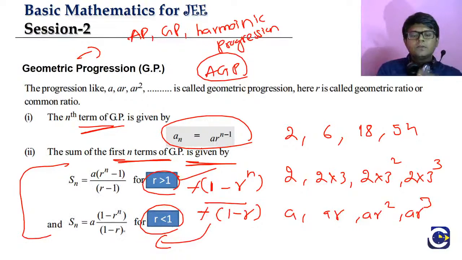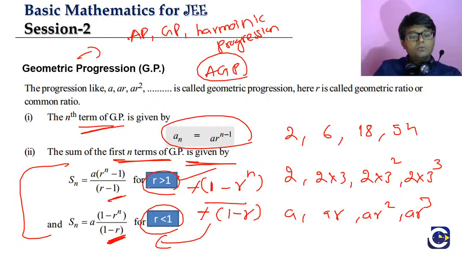So here it is 1 minus r. Since r is less than 1, 1 minus r makes sense. If r is more than 1, r minus 1 makes sense. That is the only difference, the way we represent. But the formula is as it is. So this is the sum of n terms of the geometric progression. This is also something that we will be using.